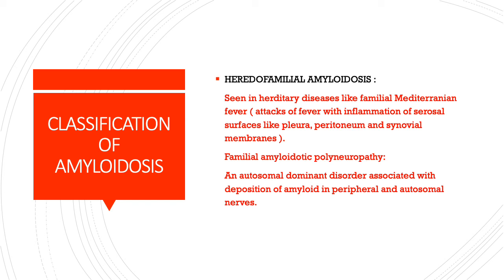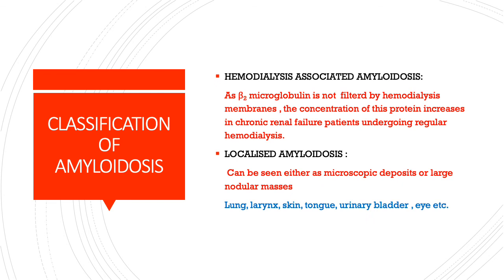Okay, familial amyloidotic polyneuropathy is an autosomal dominant disorder associated with deposition of amyloid in peripheral as well as autonomic nerves. Hemodialysis associated amyloidosis, A beta 2 microglobulin, is not filtered by the hemodialysis membrane in patients with chronic renal failure or undergoing dialysis. That is why the concentration of this protein increases in chronic renal failure or in patients undergoing hemodialysis. That's why it gets deposited. Okay, it doesn't get digested properly.